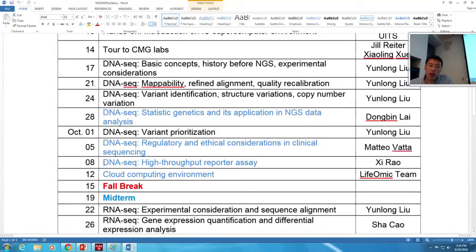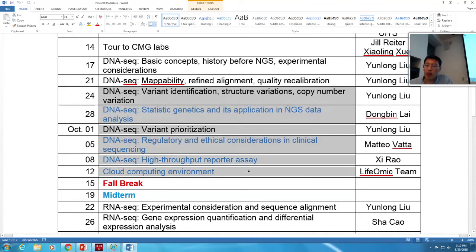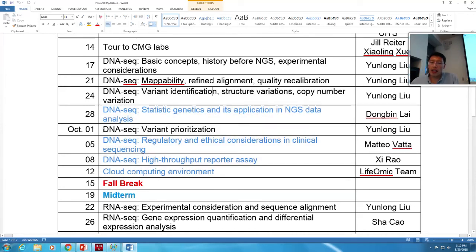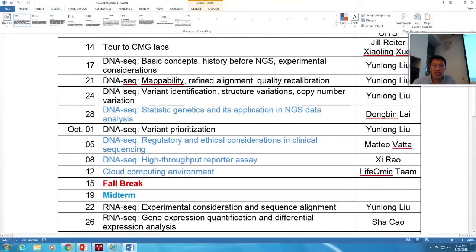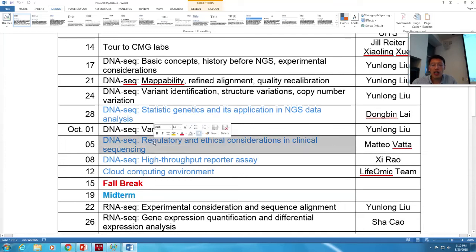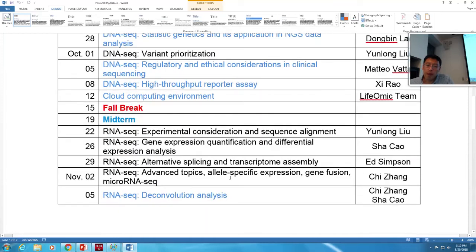And after that will be the second major component of the course, the DNA sequencing part. So we will spend a few lectures specifically talking about how to do the DNA sequencing data analysis. The part I labeled as blue are the sections that I added this year. Okay, so there is including the statistical genetics part of it, and the regulatory and ethics considerations in the next generation sequencing data analysis, high throughput reporter assays, and the cloud computing environment as well.